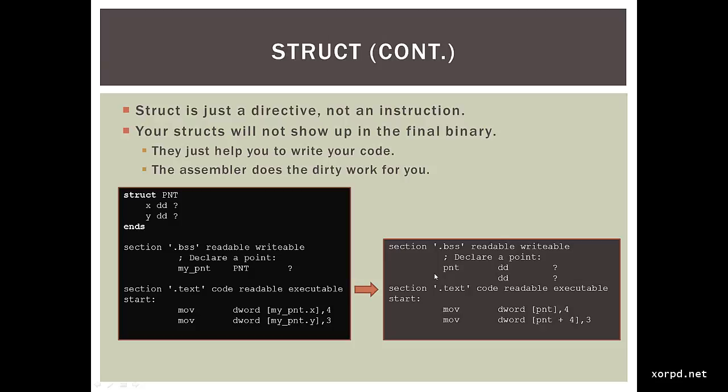I just want to make sure that you understand. The struct mechanism is just a shortcut for writing code. You write this kind of code, and then you can write this kind of instructions in your code section, and the assembler is going to understand it just like this. Here we can see that the point is declared just as two raw dwords. And here we just refer to the first dword and the second dword. This code and this code are exactly the same.